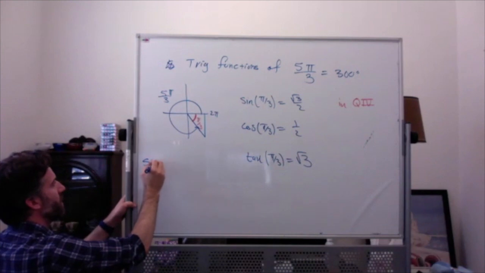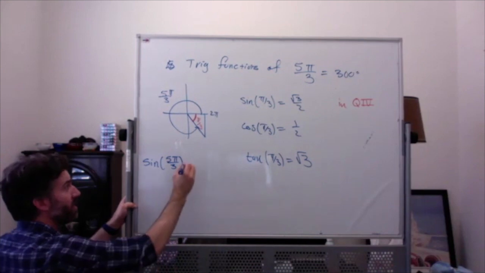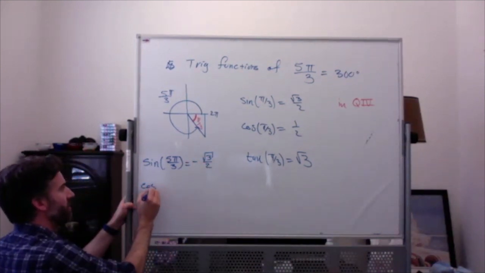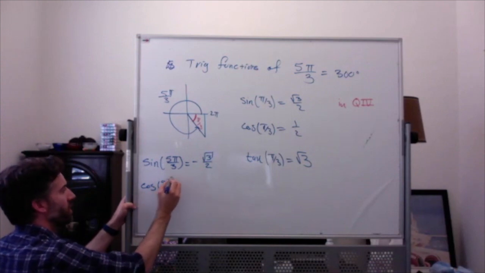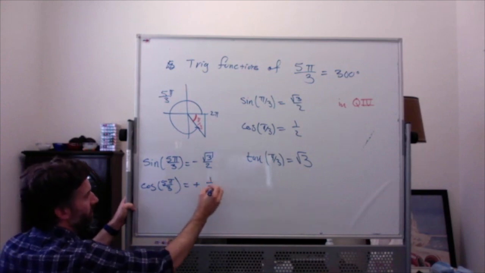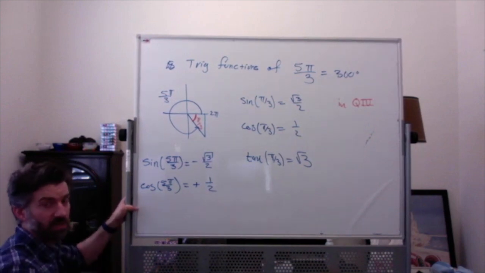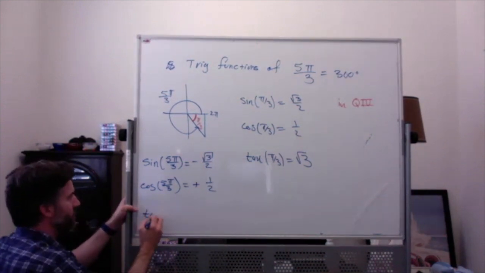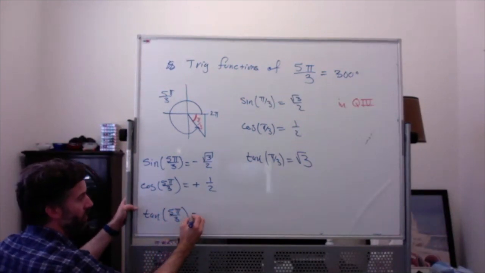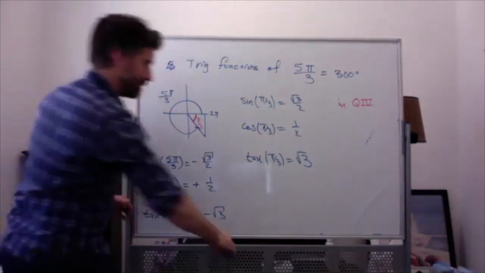I know that sine of 5 pi over 3, since I'm in quadrant 4, is going to be negative. So it's going to be negative square root of 3 over 2. And cosine of 5 pi over 3, in quadrant 4, cosine is positive, so it's going to be positive 1/2. You don't need to write the positive here, but I'd like you to emphasize that you know it's positive versus knowing that it's negative. And finally, tangent of 5 pi over 3 would be negative because we're in quadrant 4, so it's going to be negative root 3. And then I would find the other three by doing the reciprocals.